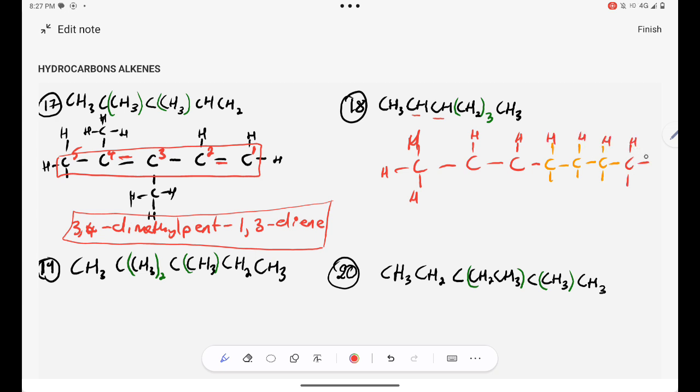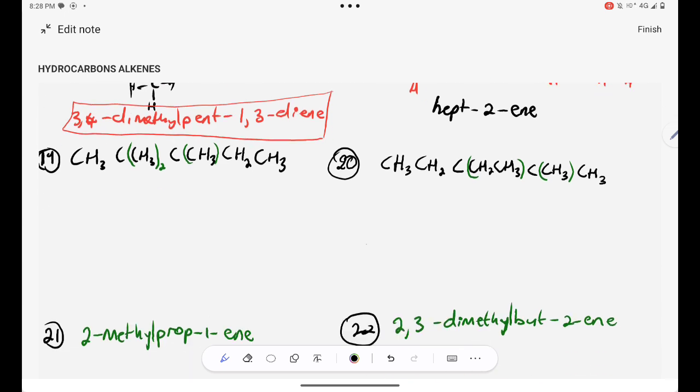I hope you can already see which adjacent carbons have fewer bonds. These 2 carbons are not fully bonded, which simply means I have a double bond there. So this will be carbon number 1, 2, 3, 4, 5, 6, and 7. So this will be hept-2-yne. Right? Okay, and then for number 19 and 20, guys.